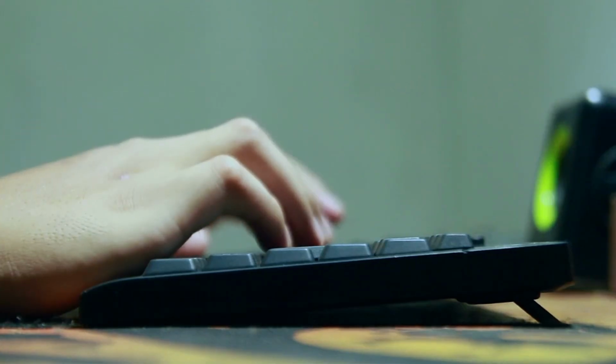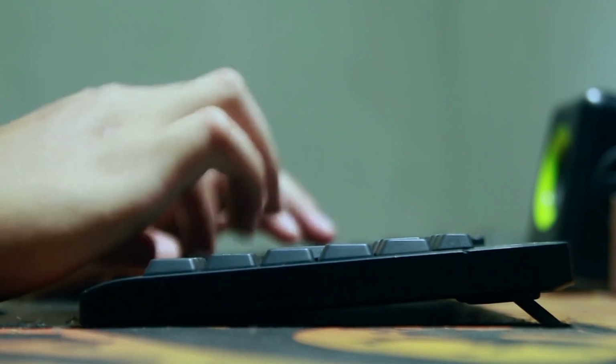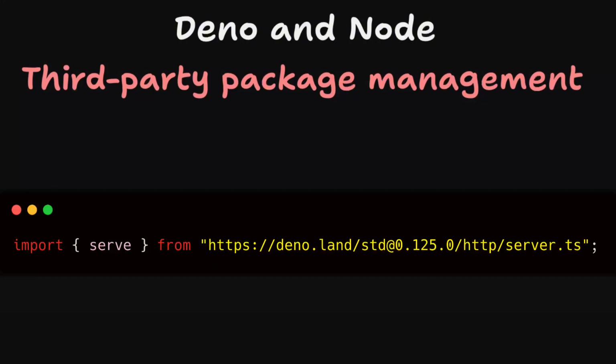Now let's dig deeper into the differences specifically. First, let's talk about third-party package management. With Deno, developers can install packages straight from URLs without having a centralized registry like NPM, as I already said. Despite the risk of downloading packages directly from the URL, for example, if the server hosting the package is compromised, an attacker could modify the code to include malicious functionality.